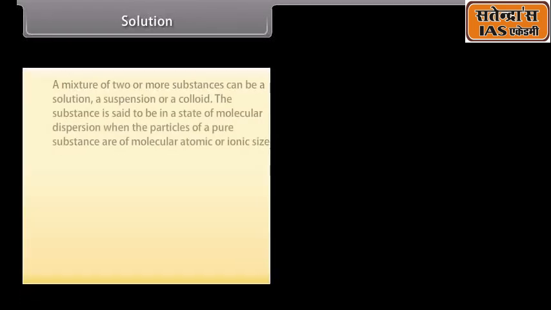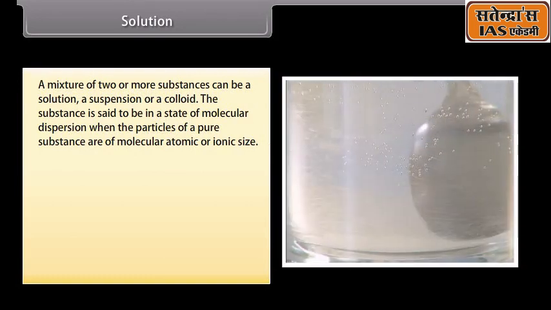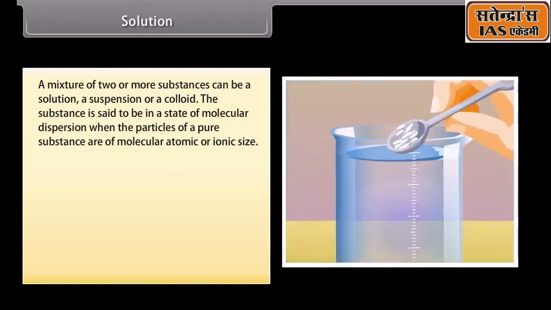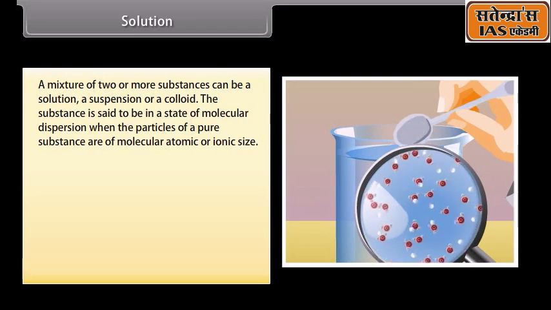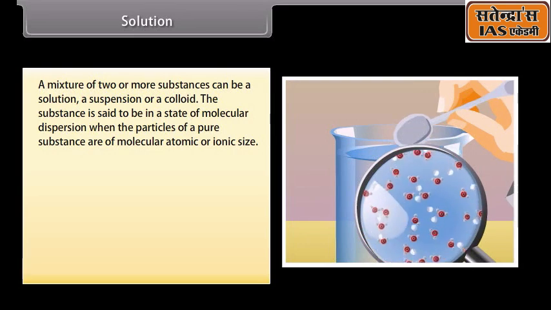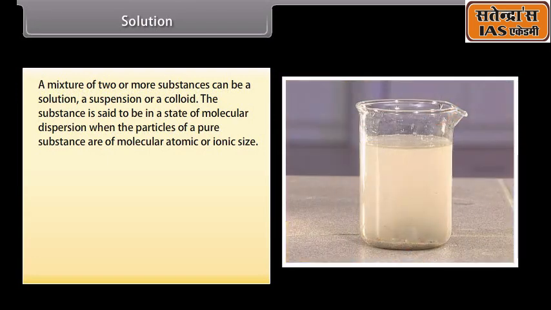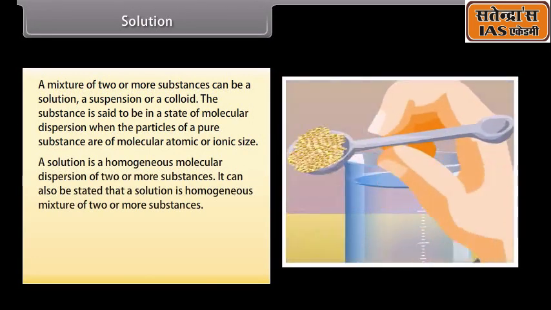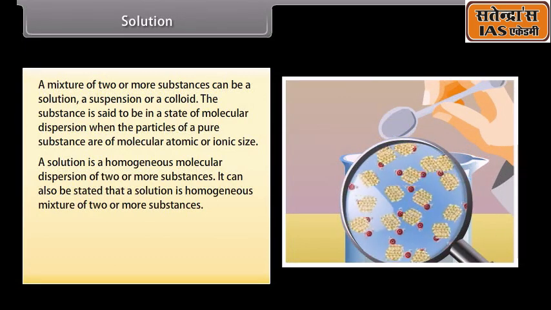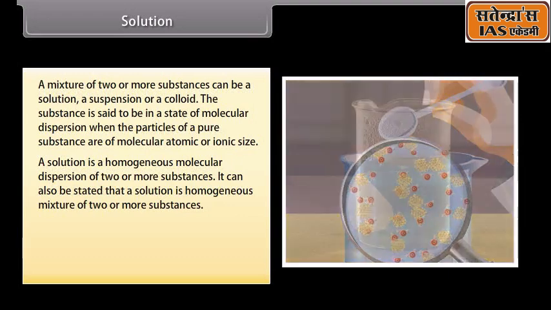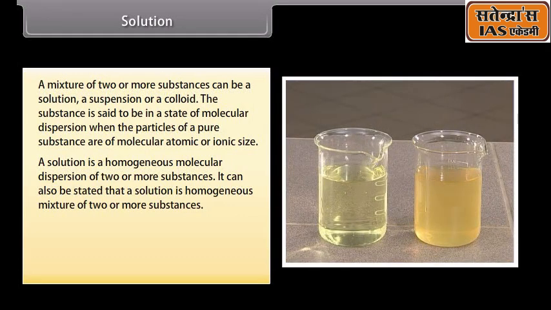Solution. A mixture of 2 or more substances can be a solution, a suspension, or a colloid. The substance is said to be in a state of molecular dispersion when the particles of a pure substance are of molecular, atomic or ionic size. A solution is a homogeneous molecular dispersion of 2 or more substances.